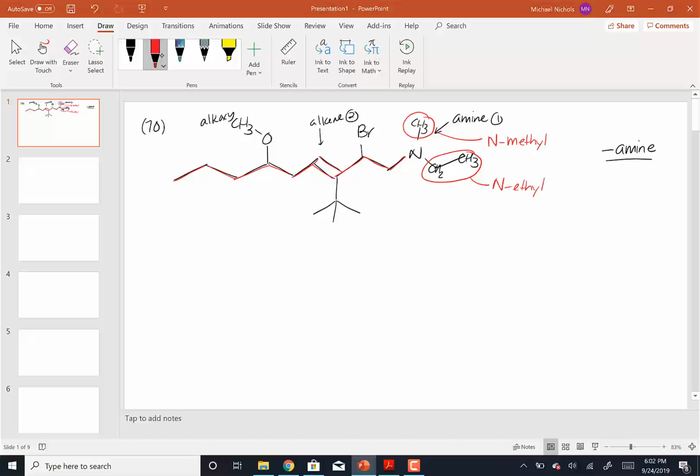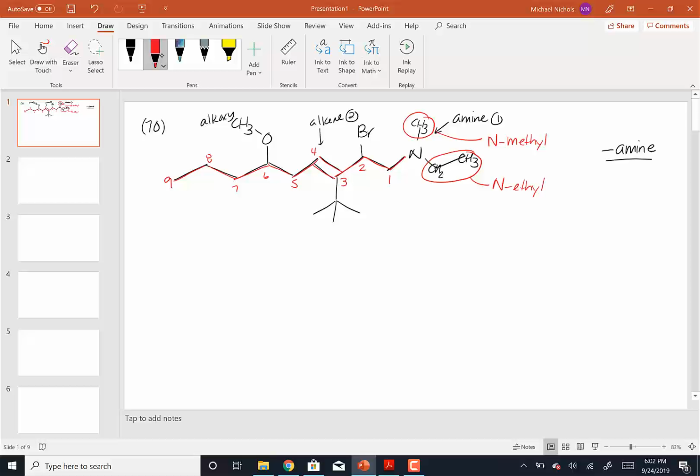Okay, since the amine has the highest priority, it gets the numbering scheme preference. So in other words, number the parent chain from the end closest to the nitrogen. So this becomes number 1, number 2, number 3, number 4, 5, 6, 7, 8, and 9.